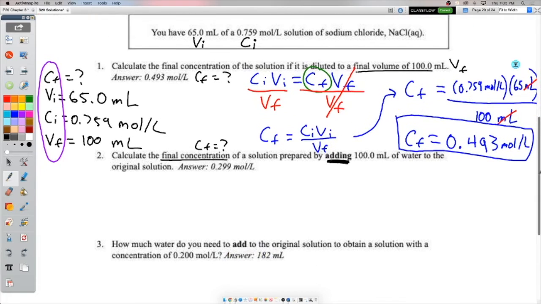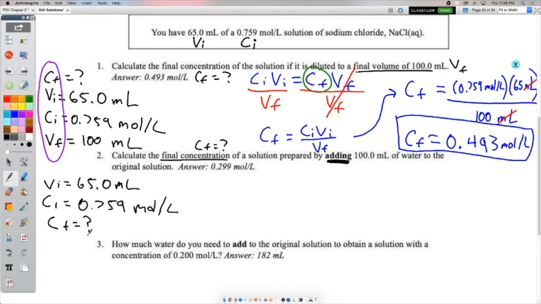So we have 65 milliliters, nothing's changed there, VI is still 65 milliliters. CI, nothing new, 0.759 moles per liter. It's a concentration. CF is what we want to know.